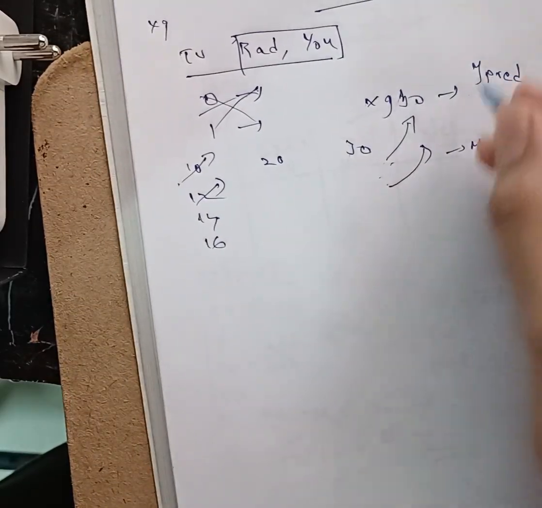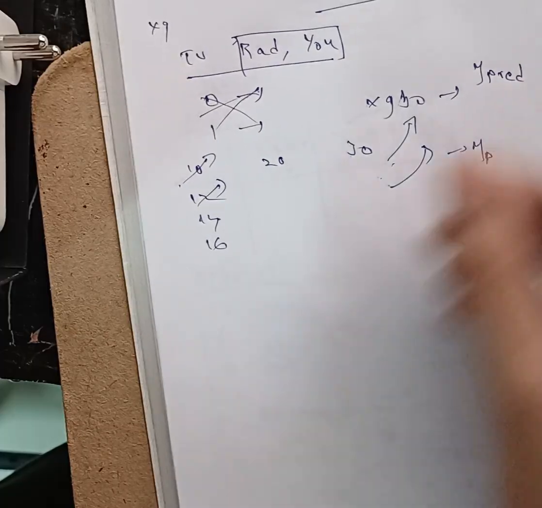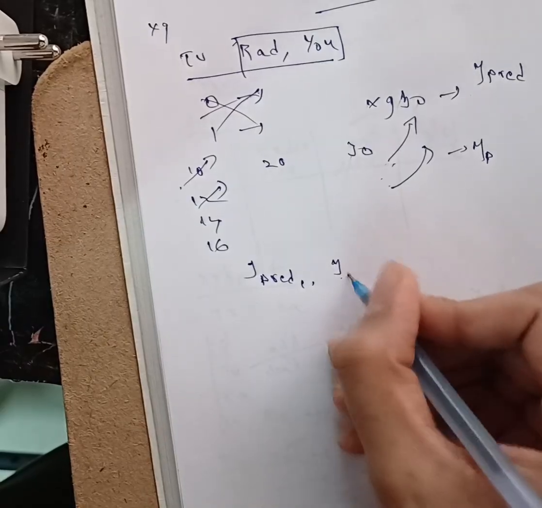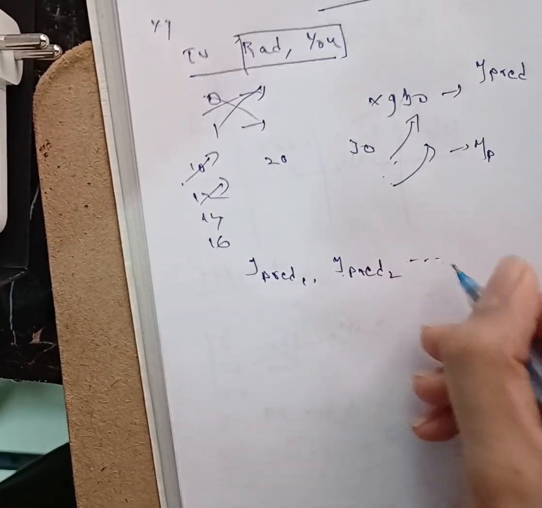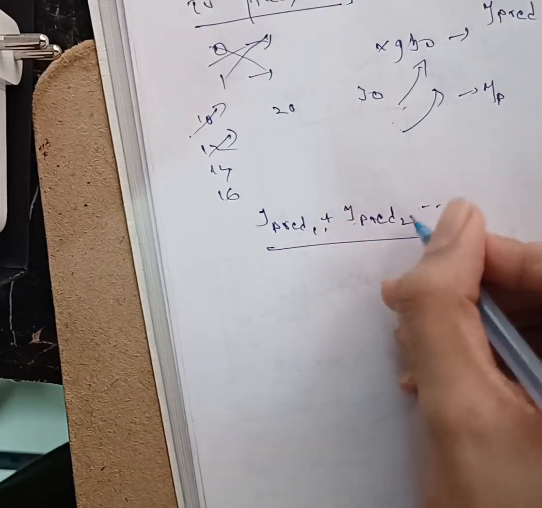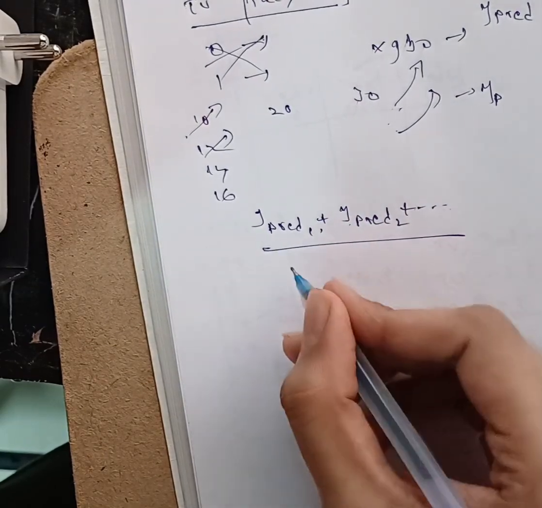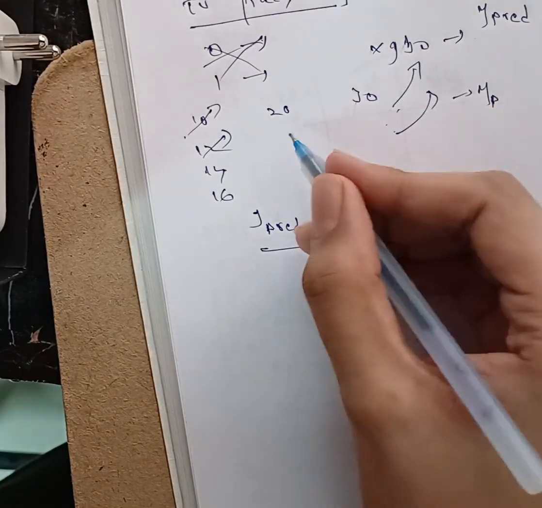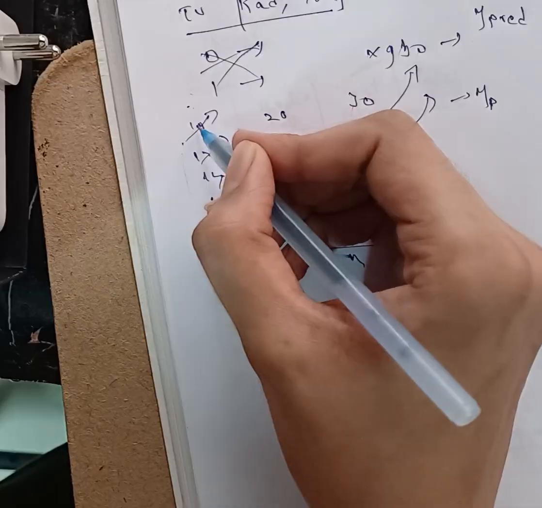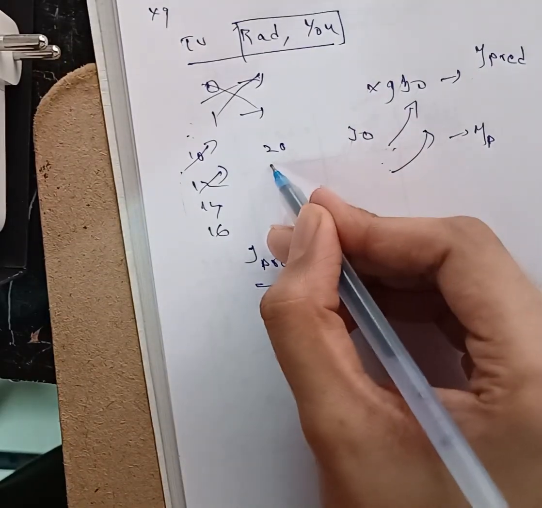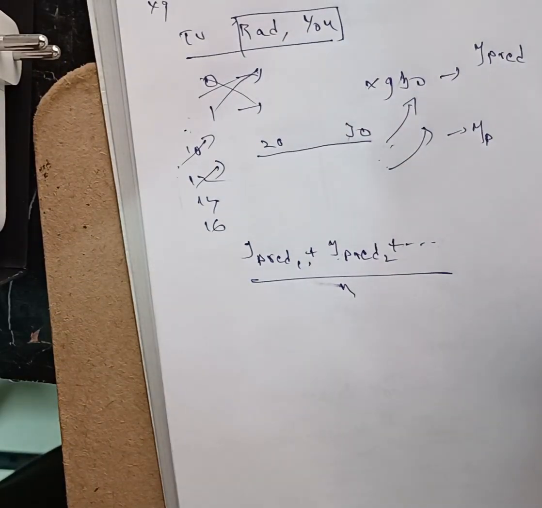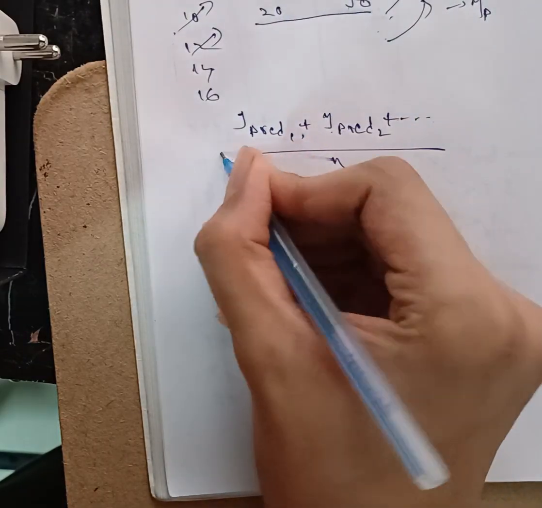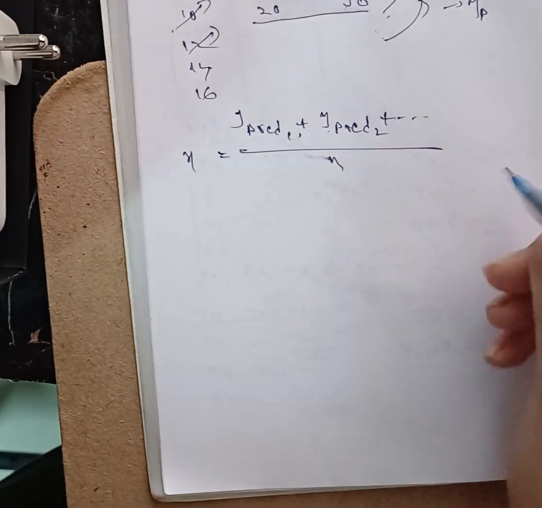Whatever values we get, let's say Y-Pred 1 and Y-Pred 2 and so on, we will just take the average of these. What happens if we take the average is that we are trying to remove this feature and predict the value using only these two features. Ultimately after doing this we will get some value.